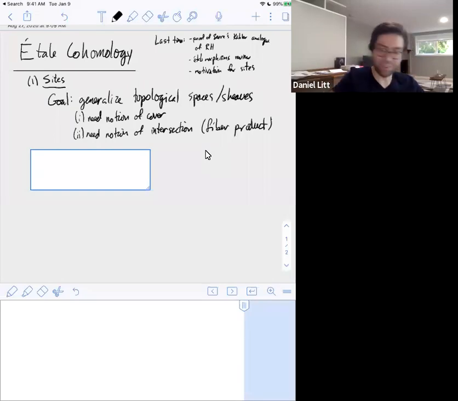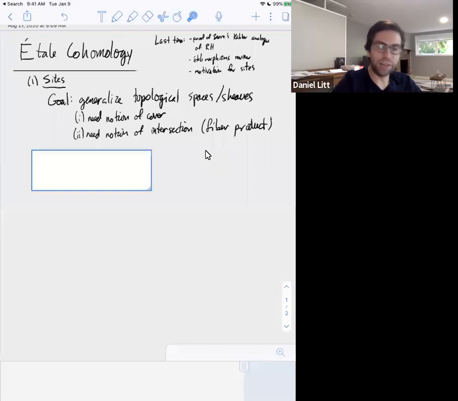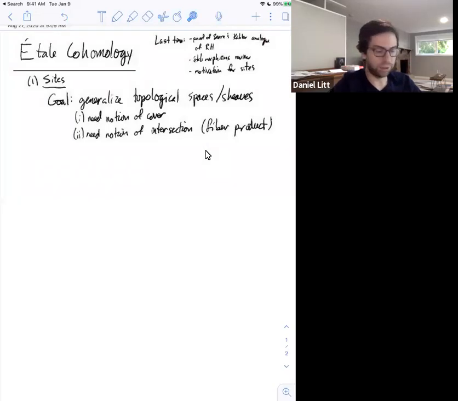All right, welcome back to Étale cohomology. So last time we proved Serre's Kähler analog of the Riemann hypothesis. That was a statement about the action of certain endomorphisms of smooth projective varieties on their cohomology.